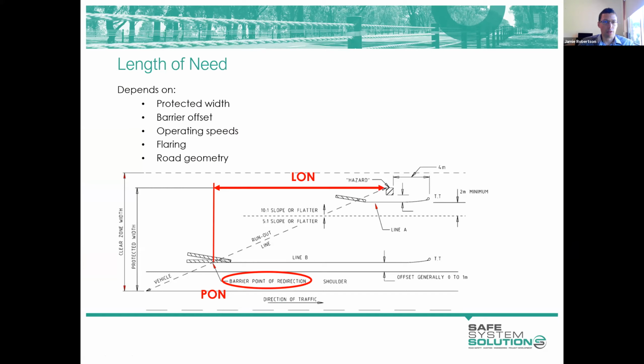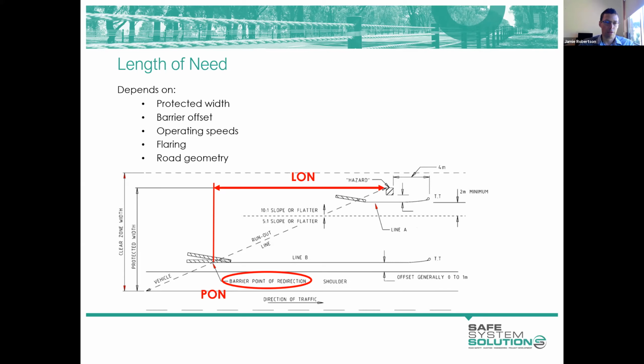Length of need is the term that we use to describe how long a barrier needs to be to shield the hazard that it's intended to protect. So you can see here we've got a length of need, which is measured from this PON, point of need, from that point of need to the start of the hazard. So the point of need is not the very start of the barrier, it's the point at which the barrier becomes effective in redirecting an errant vehicle.